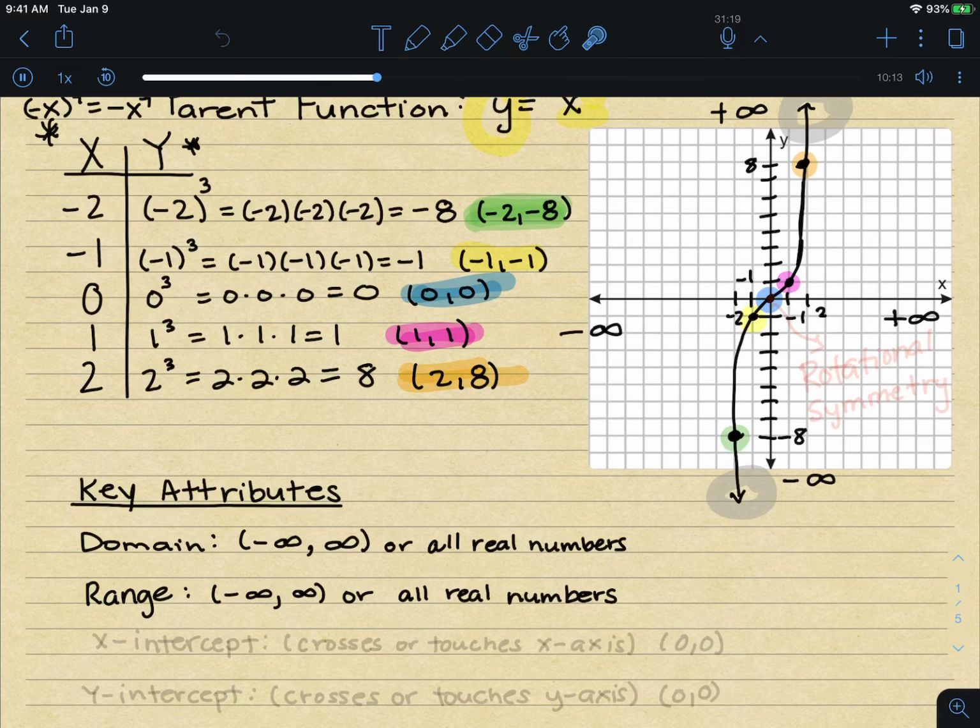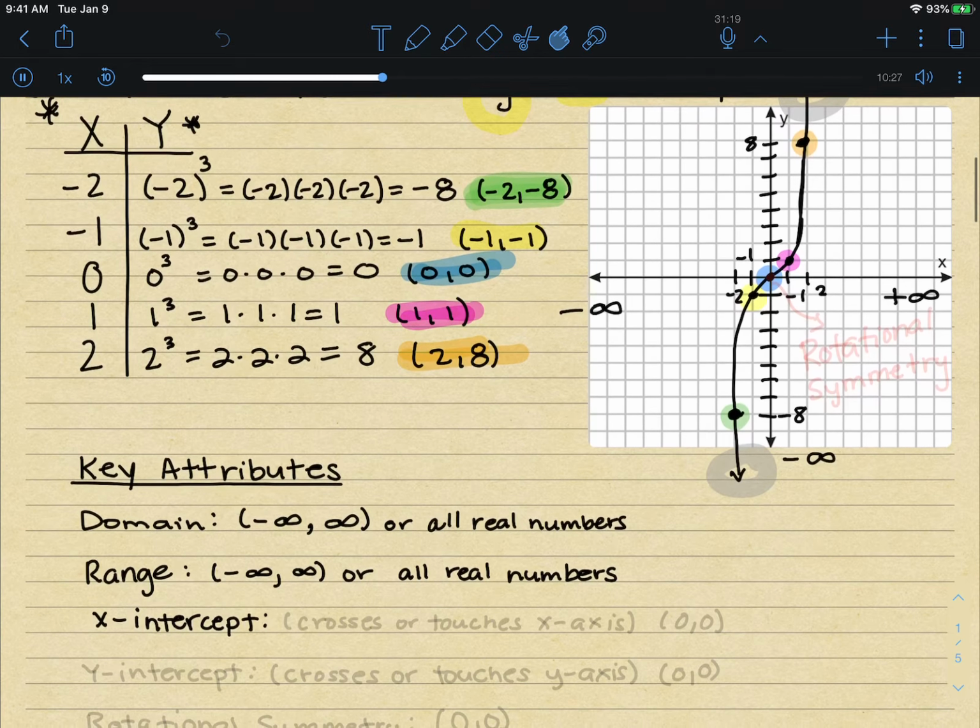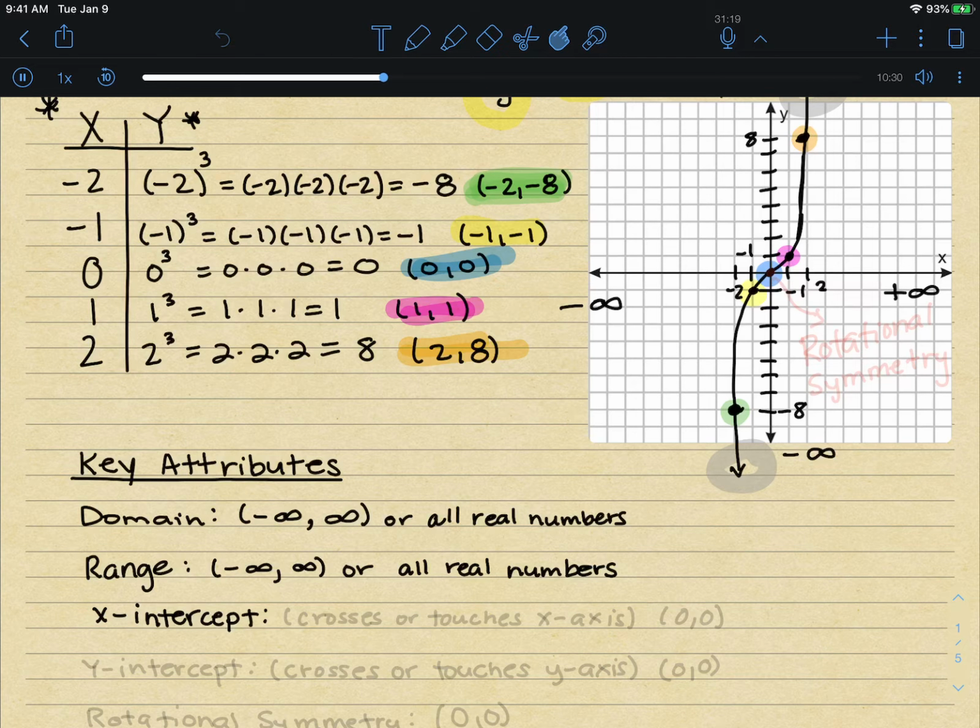Now this function, if you notice, is also intersecting with the x and the y axis. So this function has an x-intercept and it also has a y-intercept. Now the x-intercept, to our convenience, is when it crosses the x-axis. Just to kind of refresh your memory with that. Or touches the x-axis. And in this situation, it's perfect because it is crossing at the origin, which is going to be the ordered pair 0, 0.